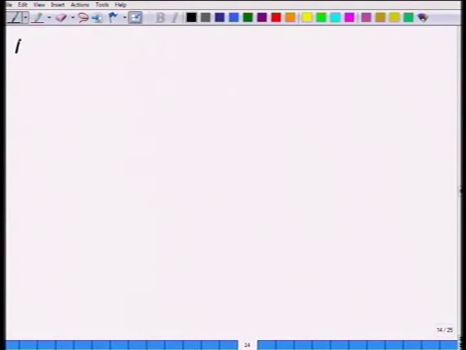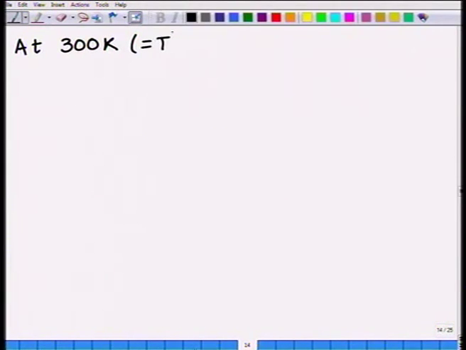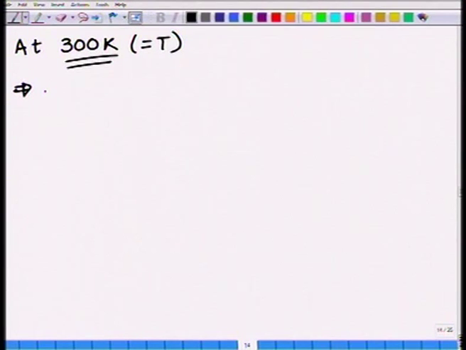So, let us look at 300 K, which is about room temperature, where T is equal to this quantity. So, what happens to N_c and N_v? Let us see what this quantity is. First of all, we will estimate this, substitute all the values except m_e and m_h, and then see what you get.